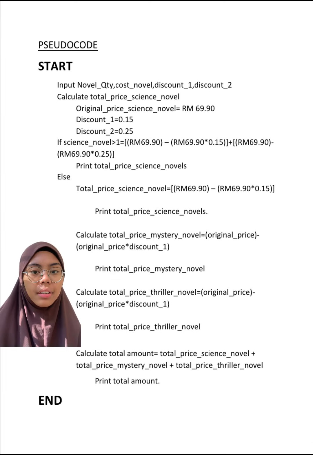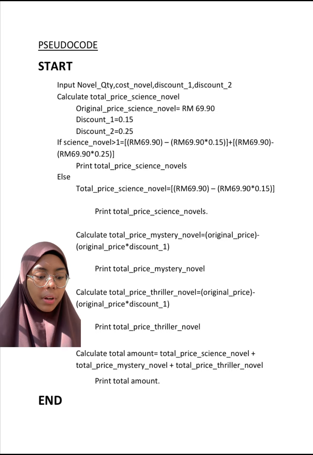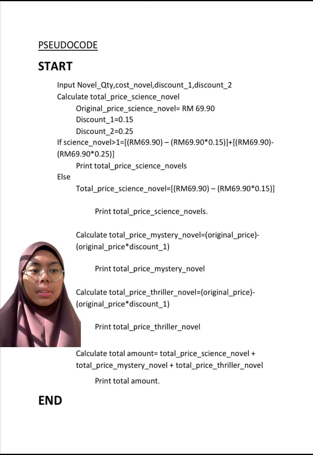For the pseudocode, we start off with a bold start. Then we input all the variables, which are the novel quantity, the cost, and the discounts. To calculate the total price of the science novel, we multiply the cost with discount 1 and the price with discount 2, and take the original price minus the discount 1 amount previously and the discount 2 amount, and after you get these 2 equations, we just add them.